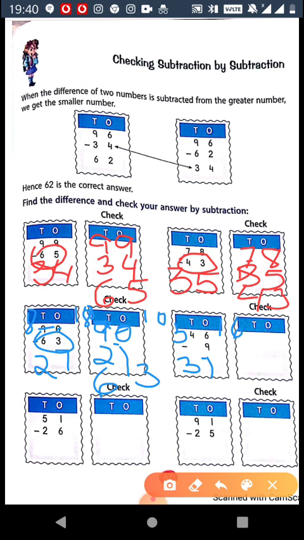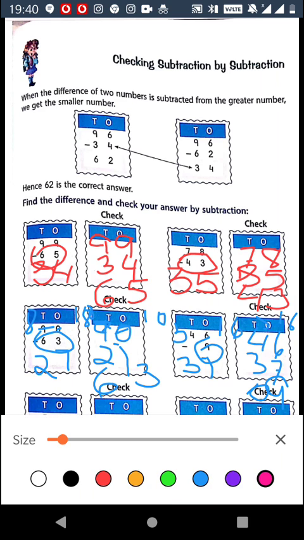And when you subtract this 37 from 46, 46 minus 37, we borrow 1 ten from here. So this is 16 and here it is 3. So 16 minus 7 is 9 and 3 minus 3 is 0. This is the smaller number. So that means our sum is correct. Okay.